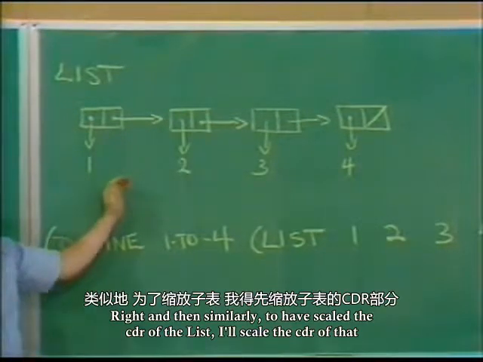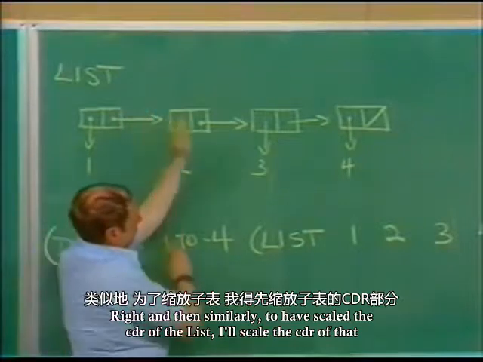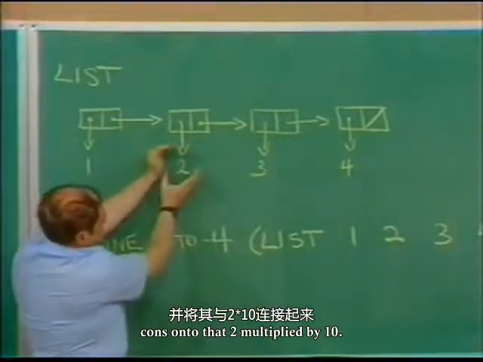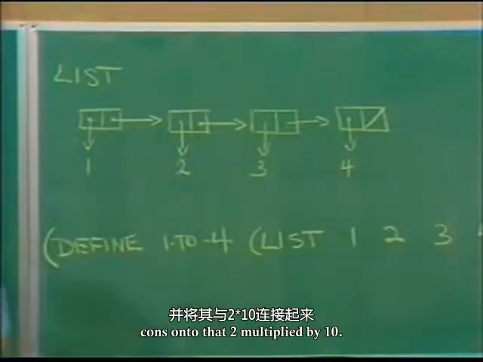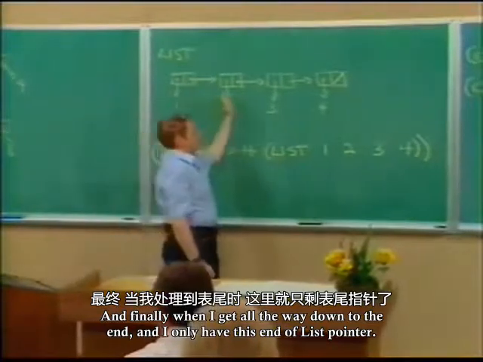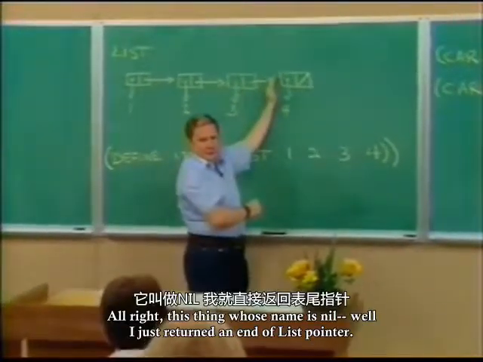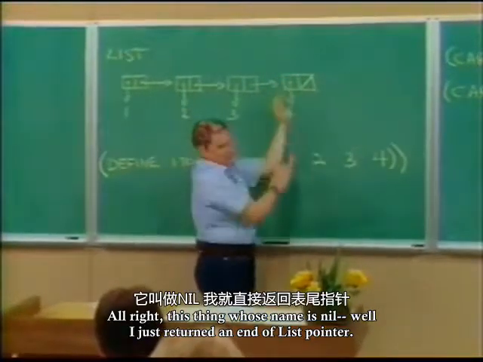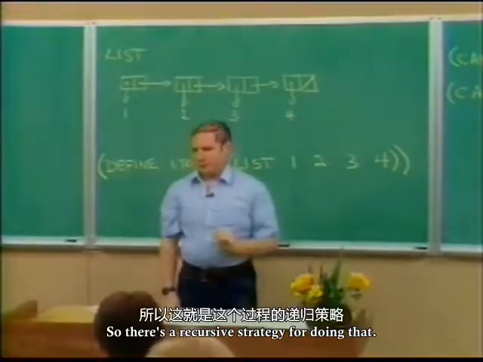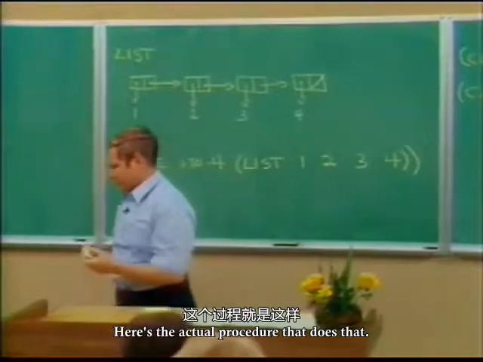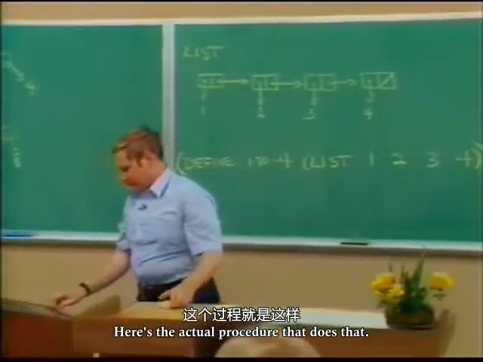Right, and then similarly, to have scaled the cdr of the list, I'll scale the cdr of that, and cons onto that 2 multiplied by 10. And finally, when I get all the way down to the end, and I only have this end of list pointer, this thing whose name is nil, well, I just return an end of list pointer. So there's a recursive strategy for doing that. Here's the actual procedure that does that.